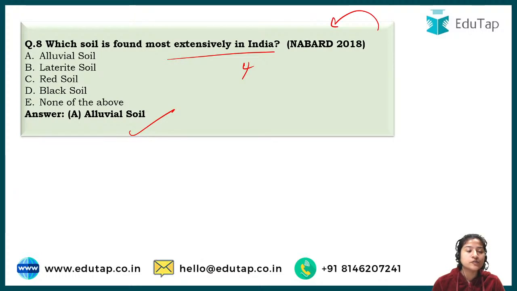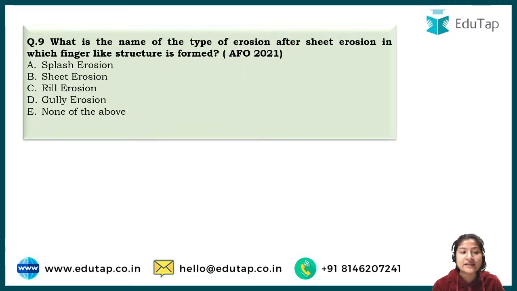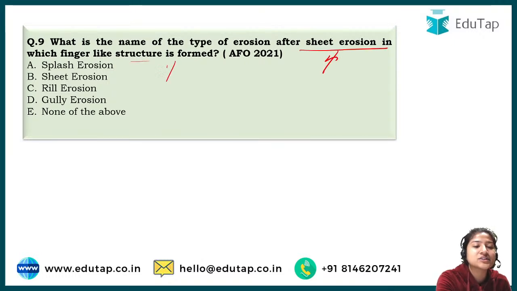And now let's move to the next question, which is question number 9: what is the name of the type of erosion after sheet erosion in which finger-like structures are formed? This is an AFO 2021 question, last time's question only. So here I have already discussed the different types of erosion that take place, right? I remember I showed you the pictures as well. So do tell the correct answer of this one fast.